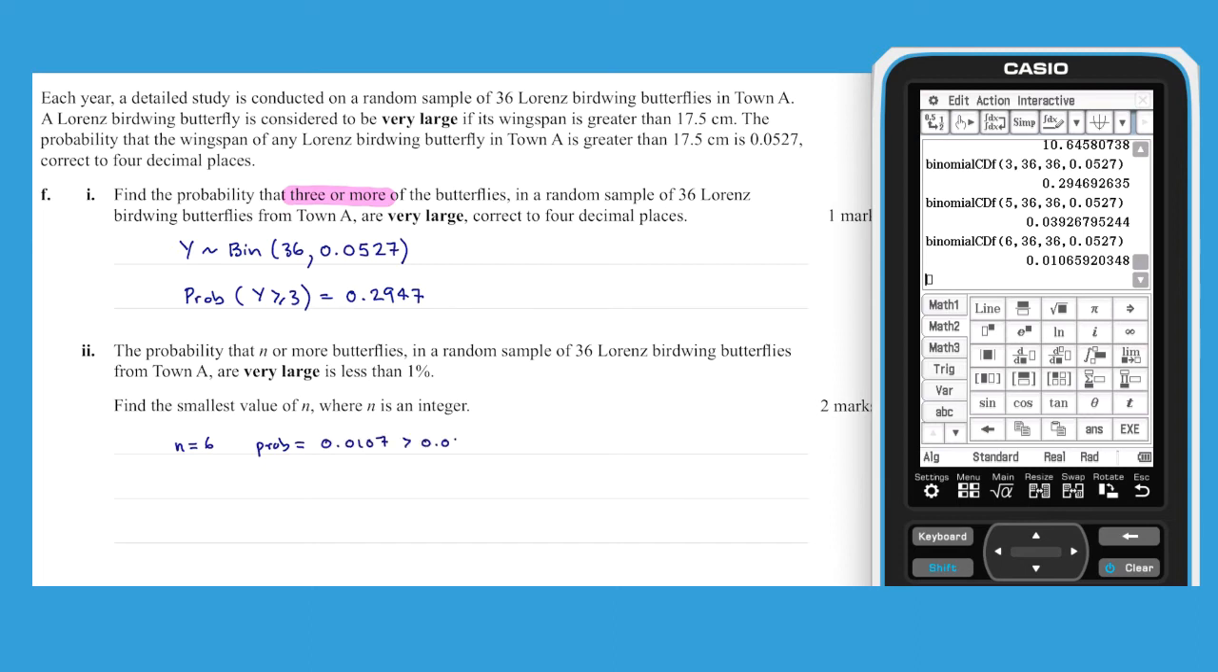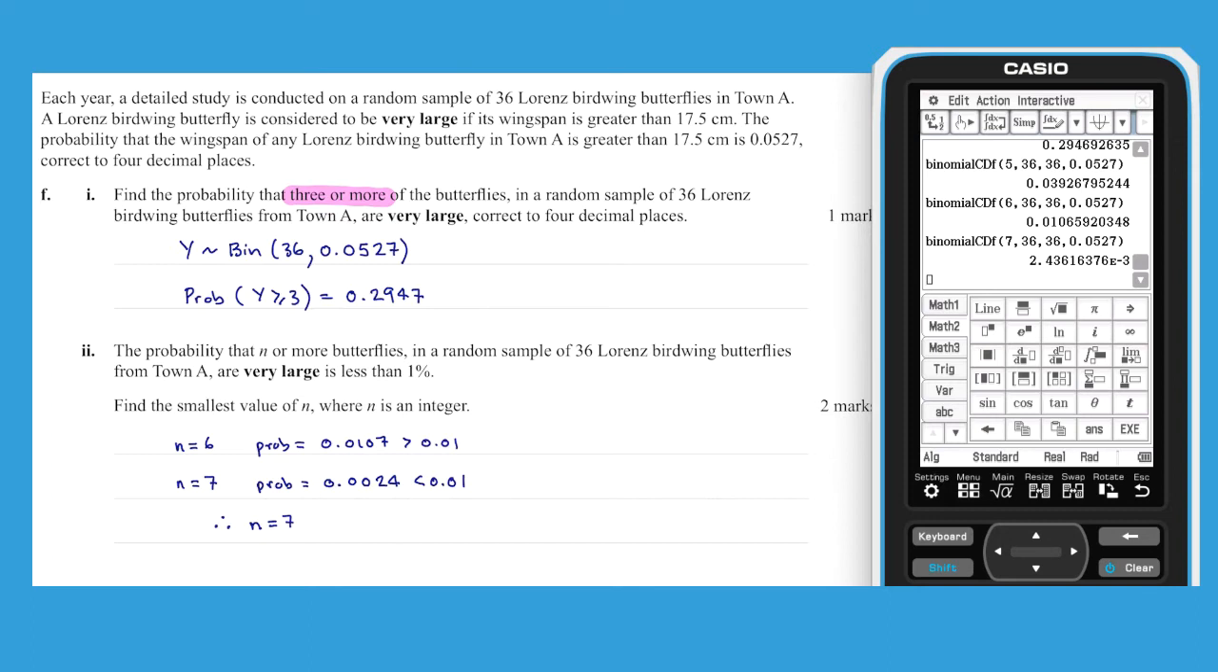As this value exceeds 0.01, we need to consider n equals 7. Based on the evidence gathered by this trial and error process, we can conclude that the smallest value of n that satisfies the less than 1% threshold is n equals 7.